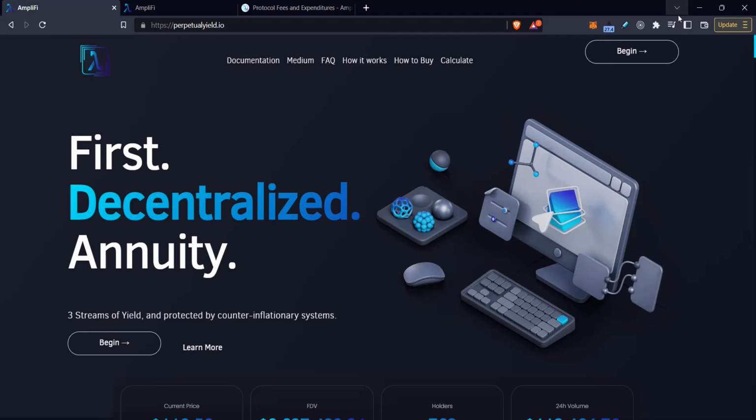Today I'm going to take a look at AMPLIFI or Perpetual Yield.io. Now this is a project; someone from the team, maybe the development team or the growth team, reached out to me and asked me to take a look at it. So here I am taking a look at it. There are a lot of cool ideas in here and it's very interesting, so I thought I would cover it and explain what happens here.